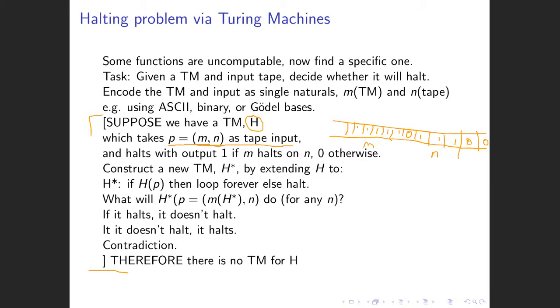So this is the halting problem Turing machine. This is our magical Turing machine called H. And it is defined as taking this as an input. It takes a description of another Turing machine and a description of an input for that Turing machine. And it is supposed to tell us whether or not M is going to halt when you feed it with N.